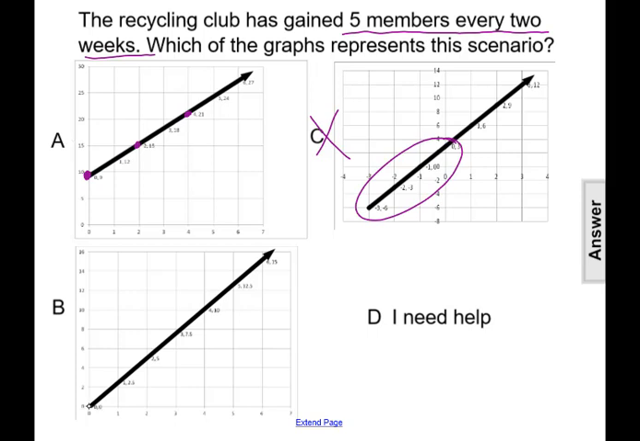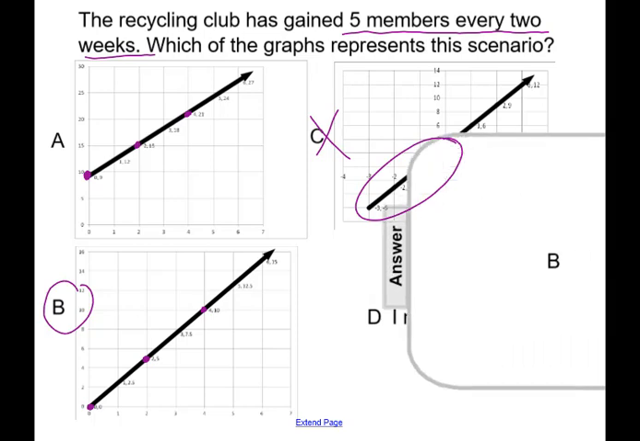Now B says there is 0 members, so maybe this is the very beginning of the recycling club. And if it's gaining 5 members every 2 weeks, we see (0, 0). Then we have the ordered pair (2, 5), so that's an increase of 5 members. We then have (4, 10), which after 2 more weeks, is another gain of 5 members. So it looks like B is going to be the best graph to represent the scenario, making our answer choice B.